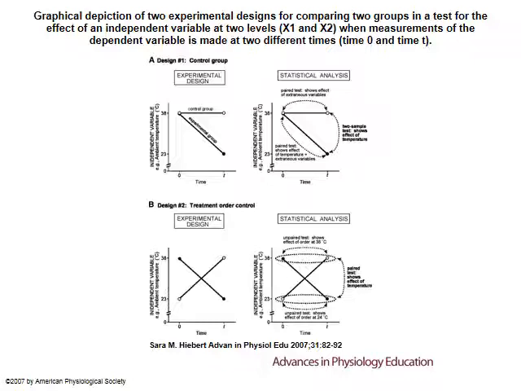Another possible way of testing just the effect of the treatment and kind of taking out the order of trials is that you can do this design in design number 2, which is called the treatment order control, or it's also called the crossover design. Uses treatment order to control for time-dependent extraneous variables without designating any one treatment group as the control group.